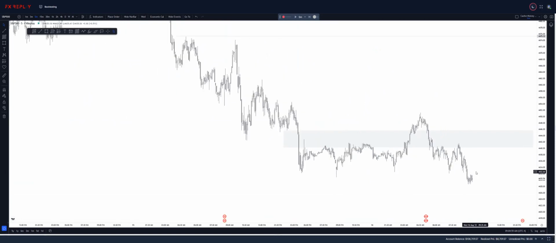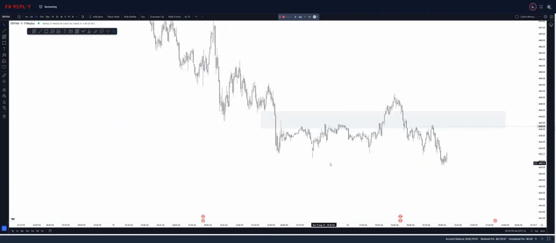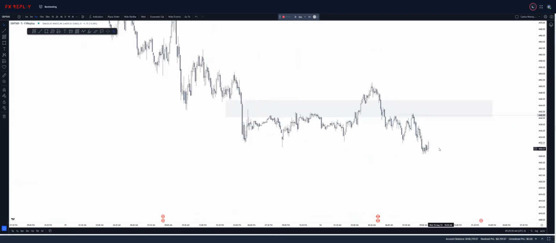Chop, chop, chop. Take on liquidity. Push down. Time is it?